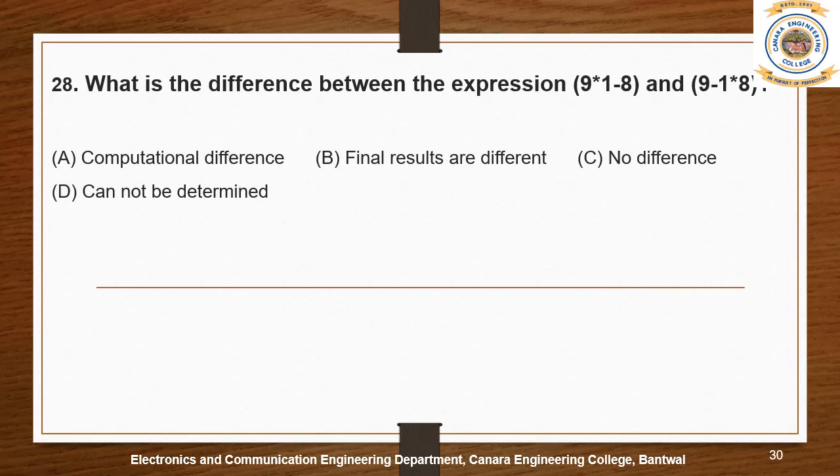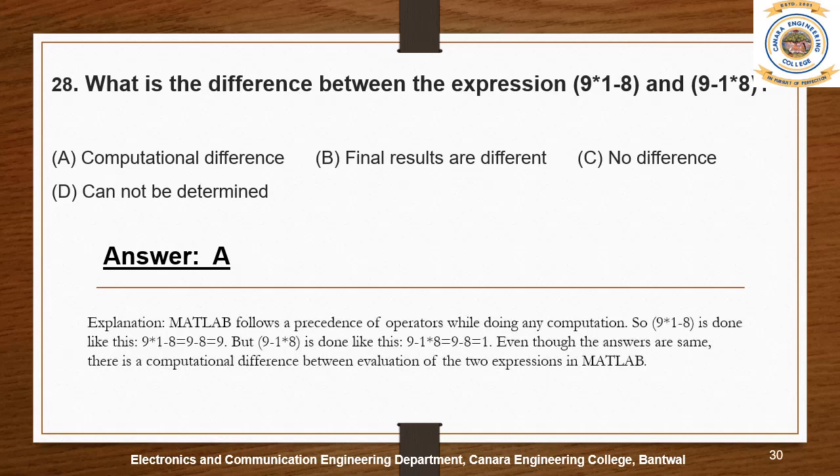What is the difference between the expression 9 into 1 minus 8 and 9 minus 1 into 8? There is a computational difference here, because MATLAB will take multiplication as the first priority and then subtraction as the next priority. In both cases we get the same answer, but the computational difference is there. So therefore option is A.